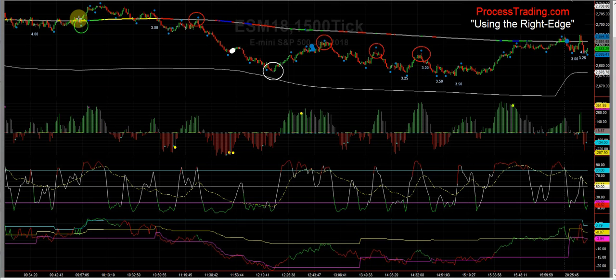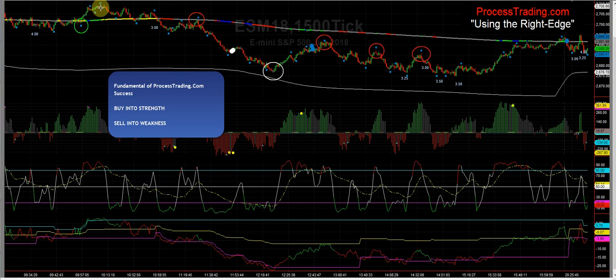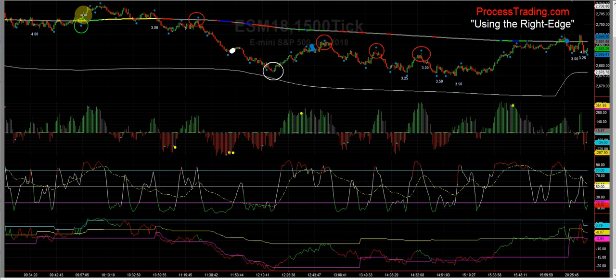So you get in here, and the way the process trading works, especially on the trend trades, is that it has you buying into strength and selling into weakness. So this is the strength that it forecasted, that it saw coming, and it had you buying into that.